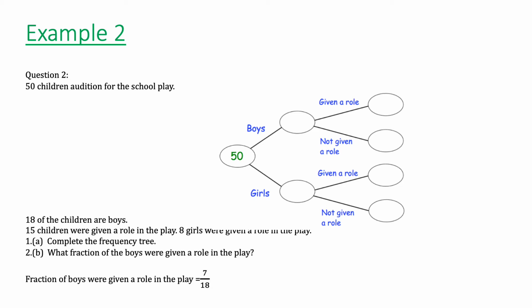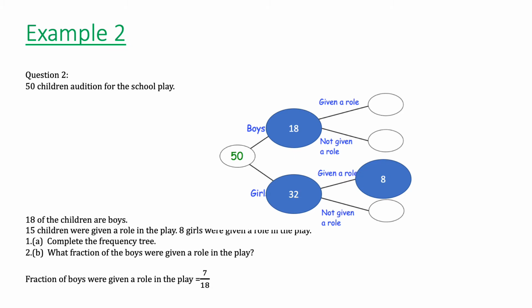So part A, right, we know that there's 50 in total. We know that 18 of the children are boys, so 18 goes there. Straight away I can now work out that's going to be 32 because 50 minus 18 is 32. Right, the next part is a bit trickier. It says 15 of the children were given a role in the play, and 8 of the children were girls. So that tells me that 8 of them were girls.